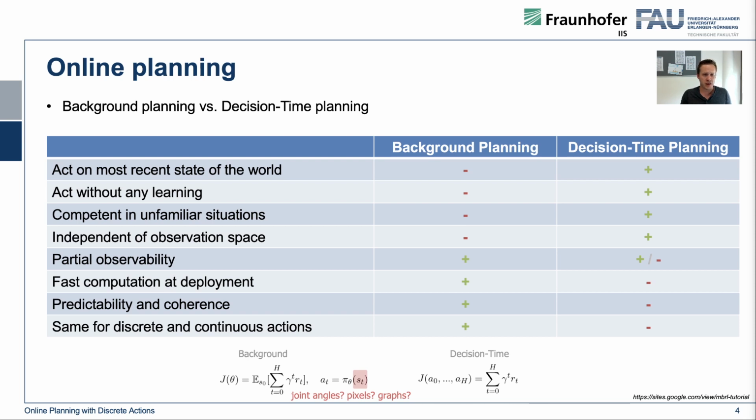When it comes to computation and deployment, in background planning, as we are optimizing for all possible situations and learning a set of habits, there is a lot of computational effort involved in the training of the agent, which happens before deployment. However, in decision time planning, most of the planning effort is taken at deployment, which makes it much more computationally expensive after deployment.